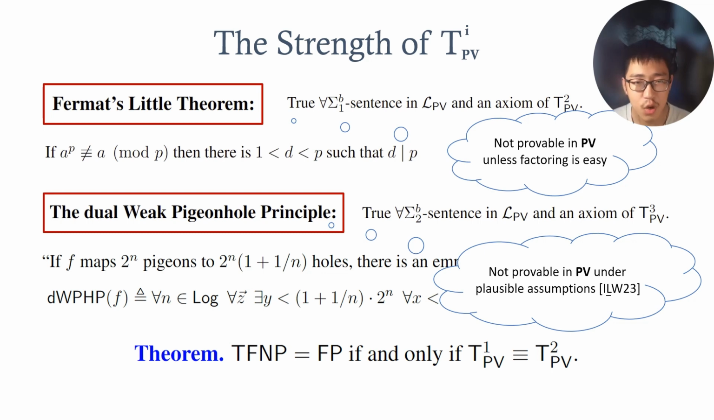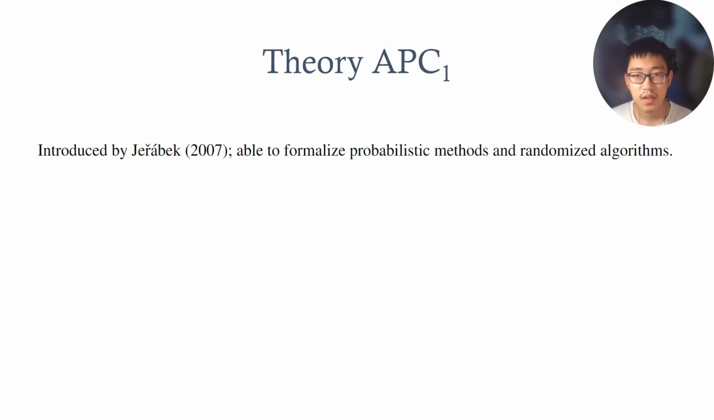In fact, we know that T1PV is equal to T2PV if and only if TFNP is equal to FP. So under plausible assumption, T2PV is strictly stronger than T1PV. So let's see the relationship between our theory and some standard theories.